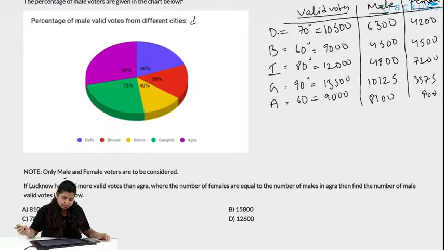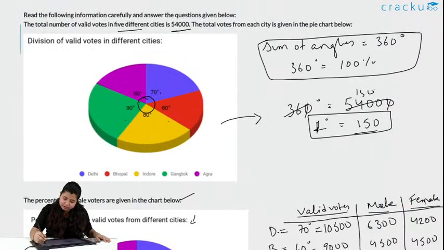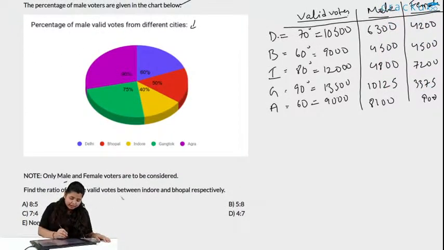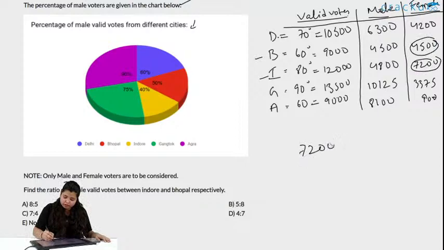Now, let us see the questions. Let us get to the first question first. The first question says, find the ratio of female valid votes between Indore and Bhopal. Female valid votes, Indore and Bhopal. It is 7200 is to 4500. 9 5s are 45, 9 8s are 72, so 8 is to 5. Option A is the correct answer.